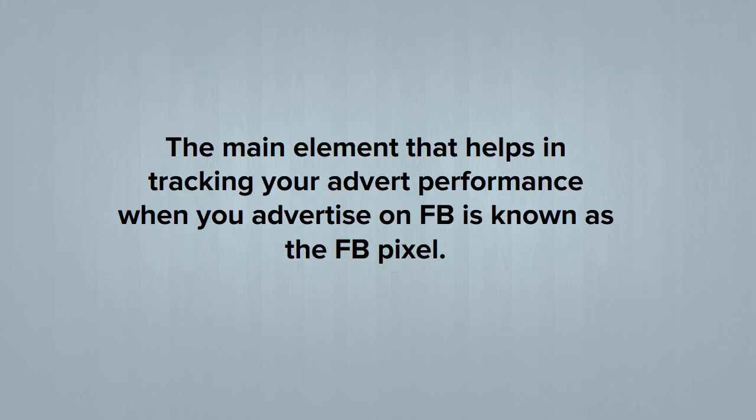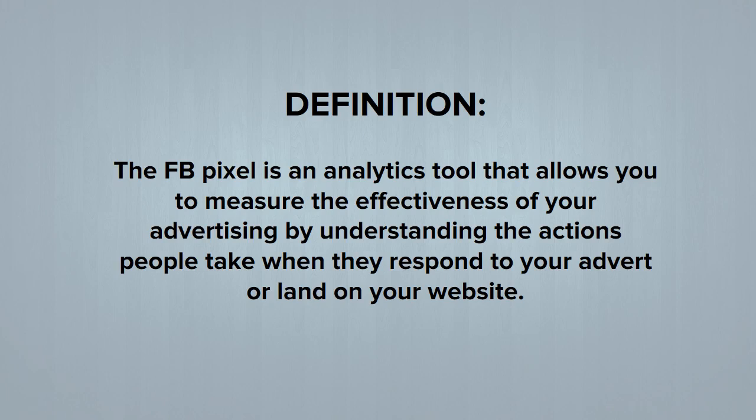The main element that helps you in tracking your advert performance when you advertise on Facebook is known as the Facebook pixel. And when you use the Facebook pixel for your advert campaigns on Facebook, the Facebook pixel helps Facebook to further optimize your campaigns to help you get good results. According to google.com, the Facebook pixel is an analytics tool, and it allows you to measure the effectiveness of your advertising by understanding the actions people take when they respond to your adverts or when they land on your website.